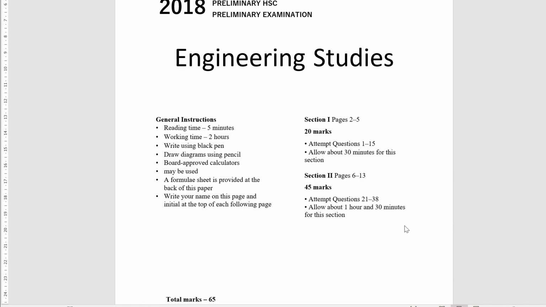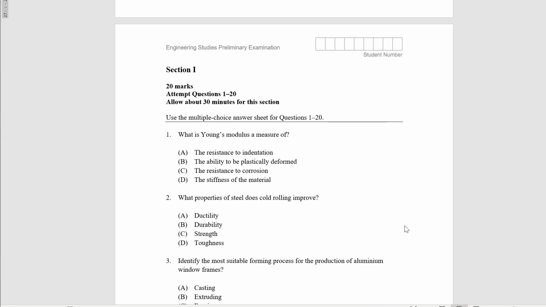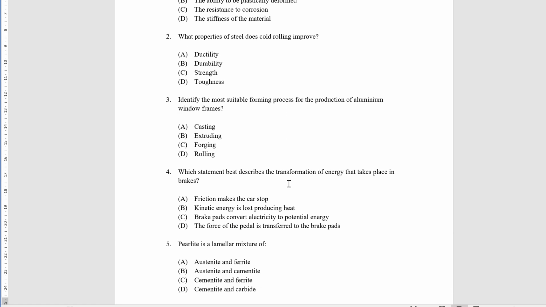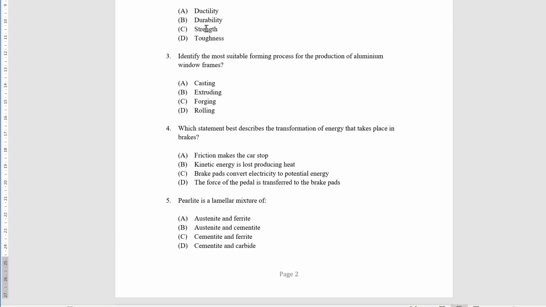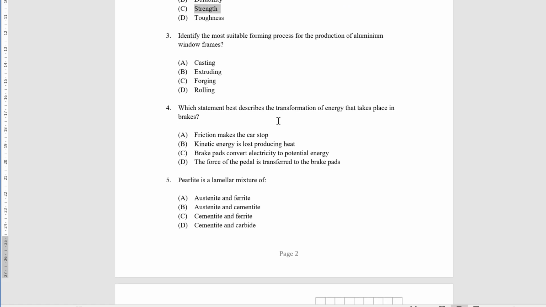In this video, I'm going to be going through the 2018 preliminary HSC or Year 11 end of year exam. I'm going to be going through this pretty quickly, so let's have a look. Young's modulus is the stiffness of the material, D. The property of steel rolling improves strength. Identify the most suitable forming process for aluminium window frames: extrusion.